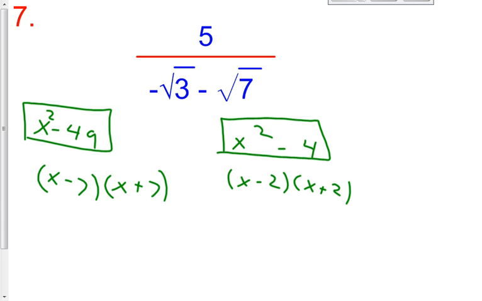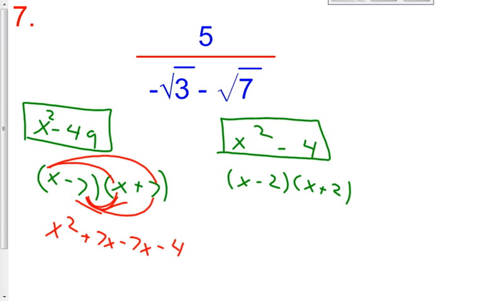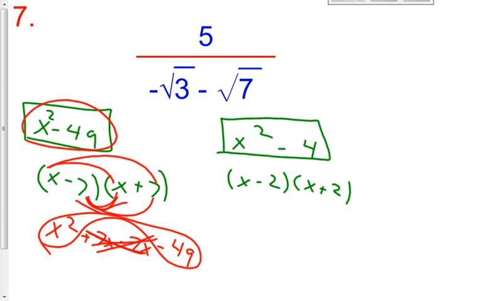So class, if we were to FOIL these now, we would get the first term, x times x. The outside term, x times 7 is 7x. The inside term, a negative 7 times x is a negative 7x. And the last term, which is a negative 49. Notice how the positive 7x and the negative 7x cancel out, so we just get x squared minus 49. In the same way, we can multiply these. The middle two terms would cancel out, and we would get x squared minus 4. So when we FOIL those two, the middle term cancels out.